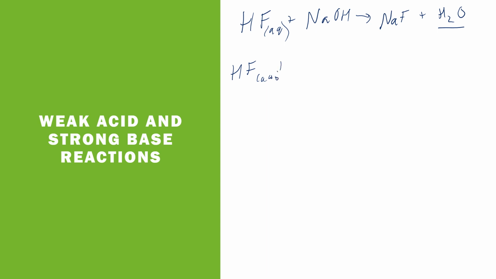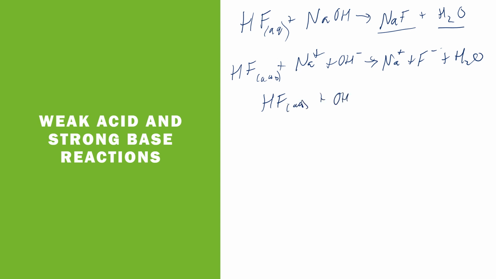And then strong acids and bases completely break up into ions. And sodium fluoride is soluble, so we're going to split that apart. And the water stays together. And so sodium is our spectator ion, so we wind up with HF reacting with hydroxide to form F negative plus water. Okay, and so those are states.